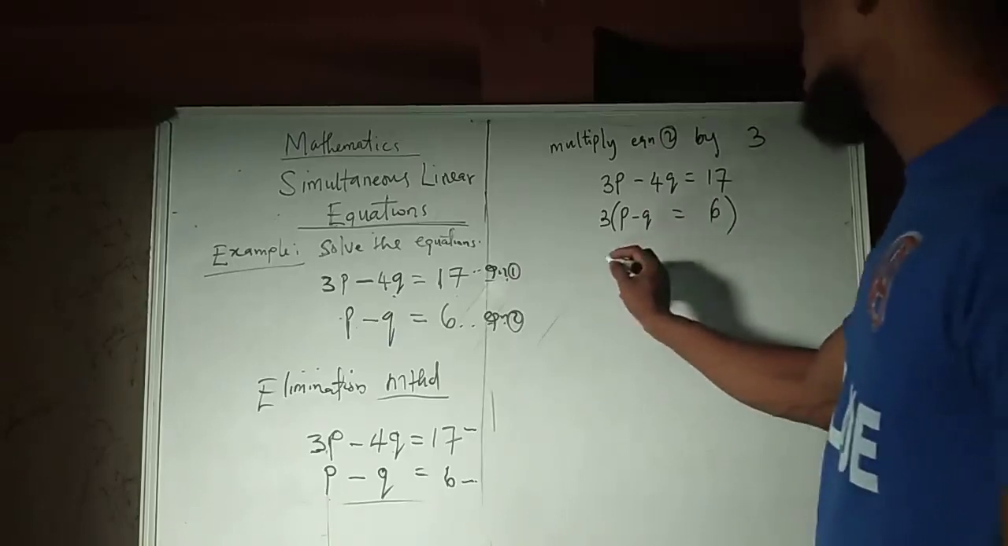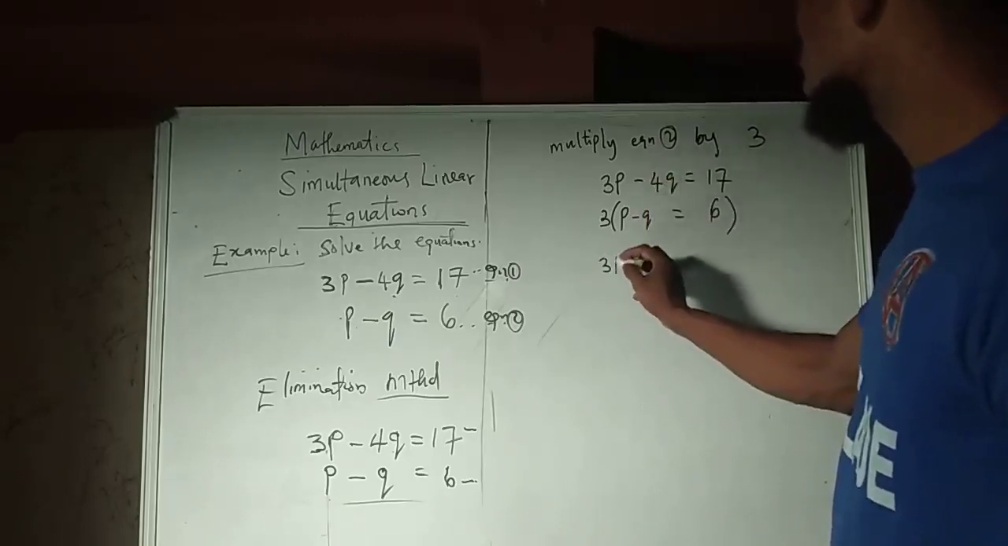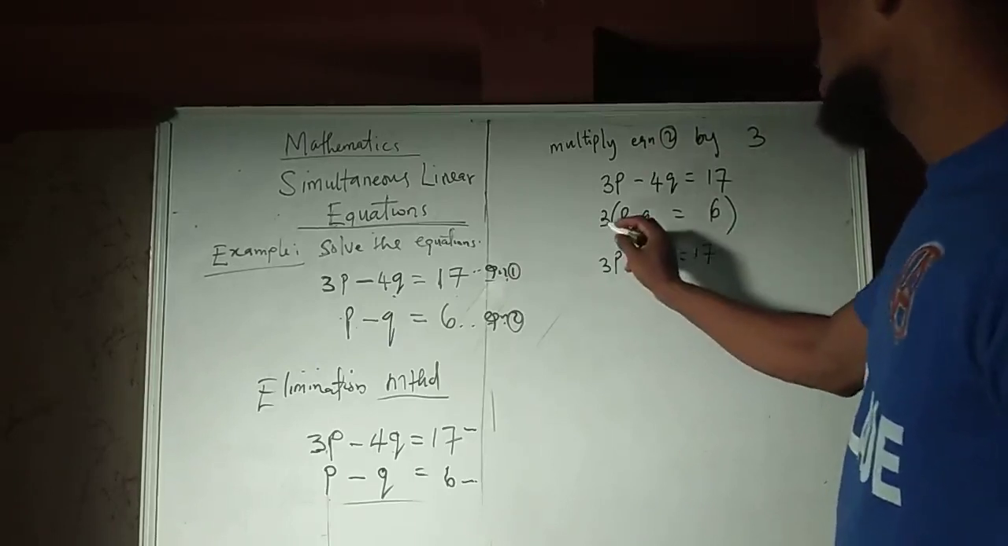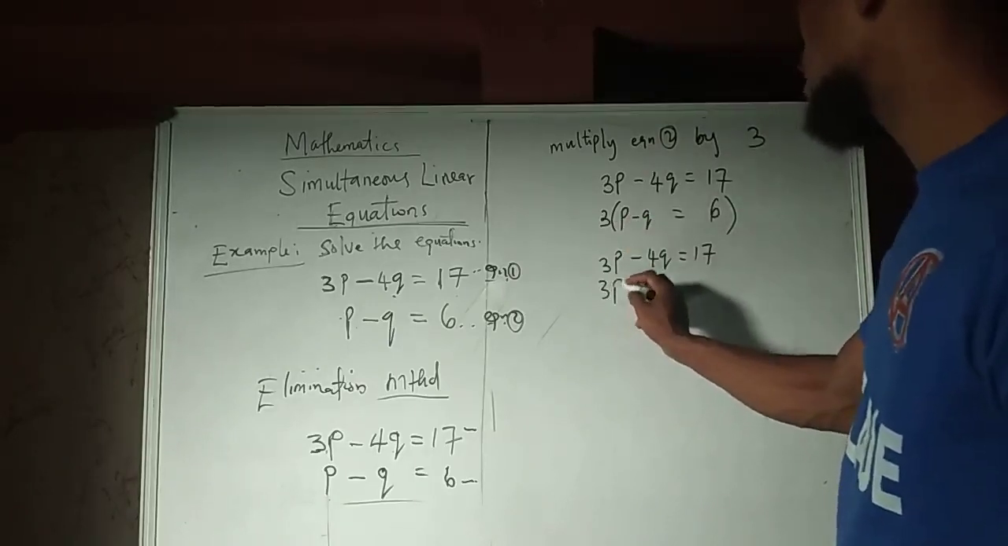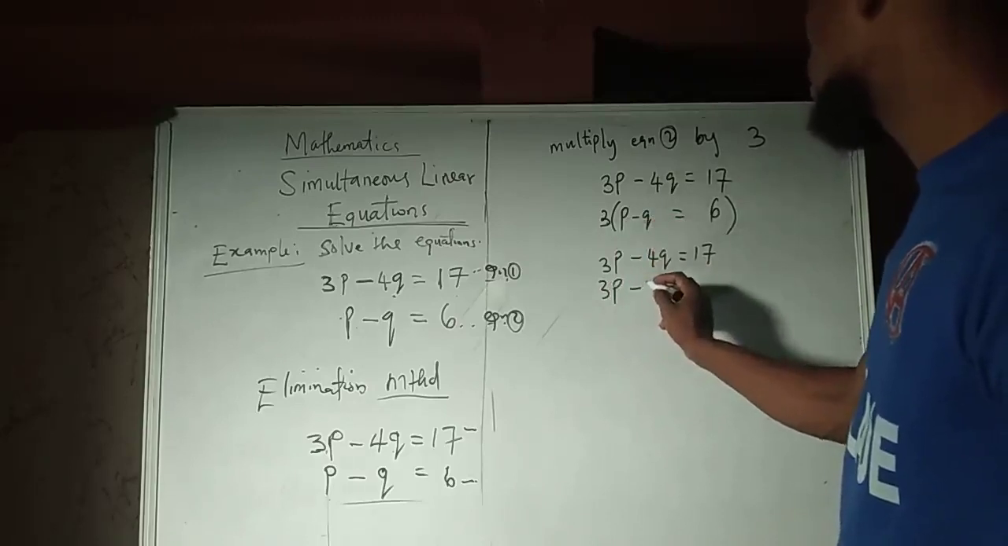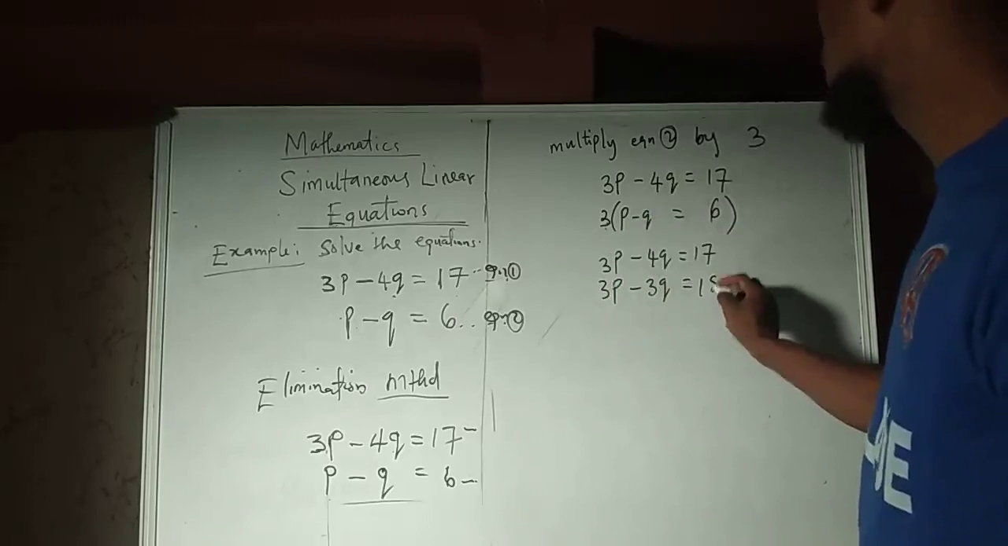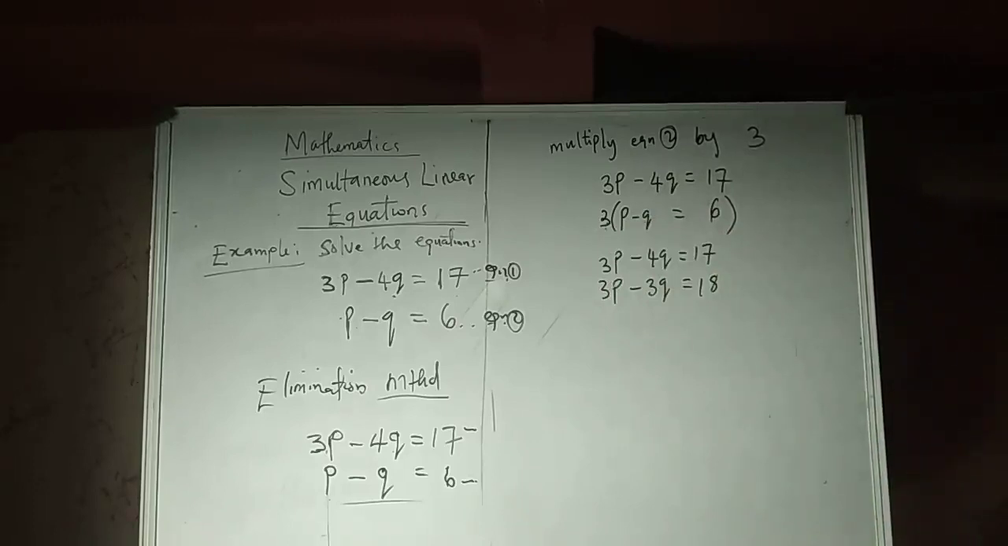So when I multiply, for the first equation, I have 3p minus 4q equals 17. Then 3 times p here is going to give me 3p. 3 times minus q is going to give me minus 3q. And 3 times 6 is going to give me 18. Alright, so you see that.